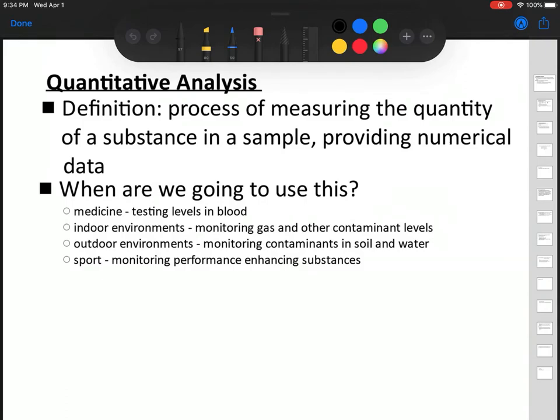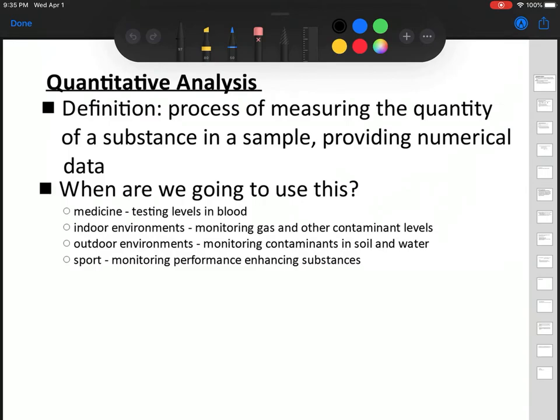So things like testing levels in the blood. I'm a type 1 diabetic. I test my blood sugar level often, all day long. I wear a sensor 24/7 that can tell me the concentration of sugar in my blood. Yes, I know there's glucose in my blood, but I need to know how much glucose there is, so I can make adjustments to my insulin, whether I'm going to give myself insulin or have a snack if I'm too low. So I have to make essentially life or death decisions.